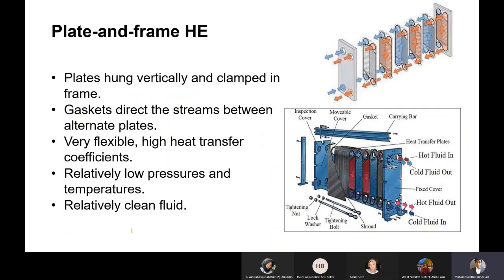First of all, the plate and frame heat exchanger. It consists of many plates, as you can see from this image. Sorry, there is a gasket here in between the plates, so you don't notice it. There is a gasket that separates the plates, and it's very flexible here. High heat transfer coefficient, used at relatively low pressure and temperature, and used for clean fluids.